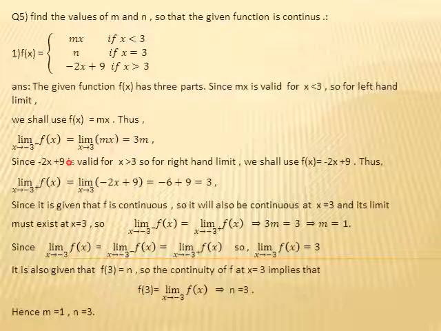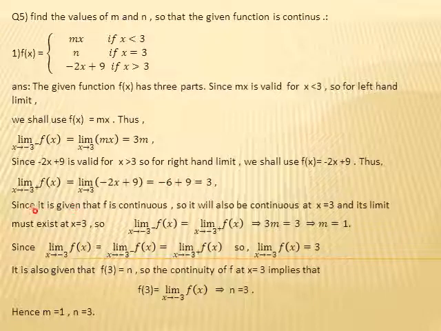Okay, now since minus 2x plus 9 is for x greater than 3, it means right hand limit, so we shall use f of x is equal to minus 2x plus 9. So plus means right hand limit, so minus 2x plus 9, and 3 should be put here: minus 6, plus 9 is 3.